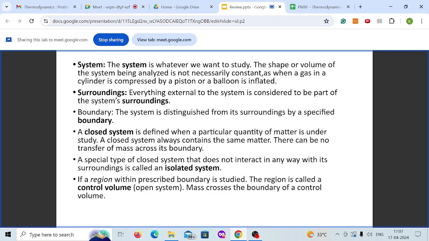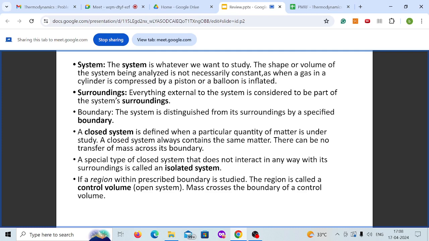A closed system is defined when a particular quantity of matter is under study, and a closed system always contains the same matter. So in that sense it's closed. Nothing can come in or go out. The mass will remain the same, and whatever is present inside will stay there. So a closed system is closed for matter, and there is no transfer of mass across its boundary. But in a closed system, you can have energy transfer.